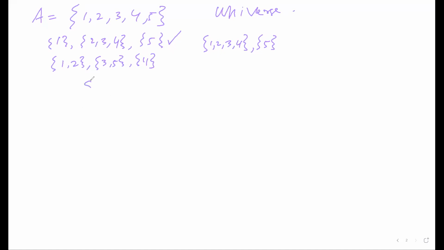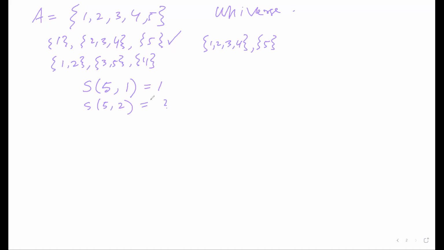The number of partitions of this set with 5 elements into 1 part happens to be just 1, isn't it? The number of partitions into 5, 2 is whatever. I don't know that number. Number of partitions into 2 sets.